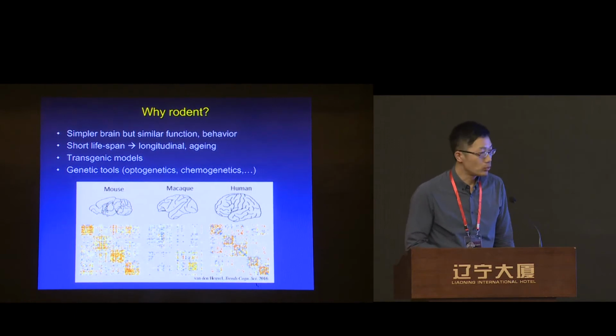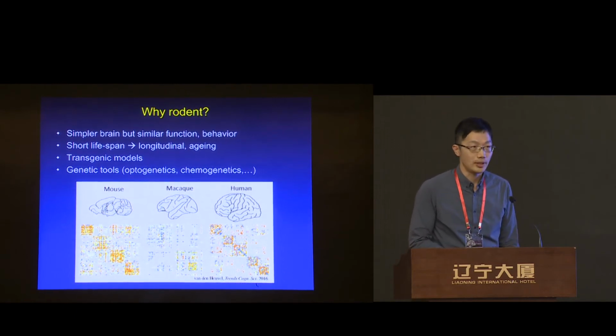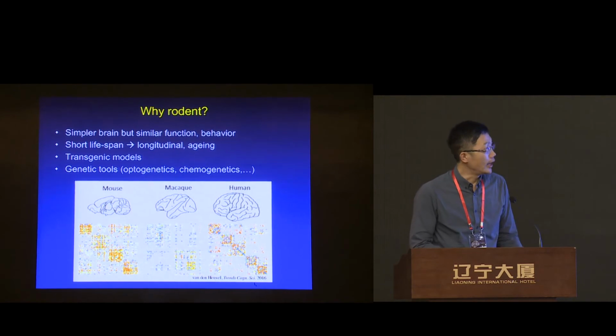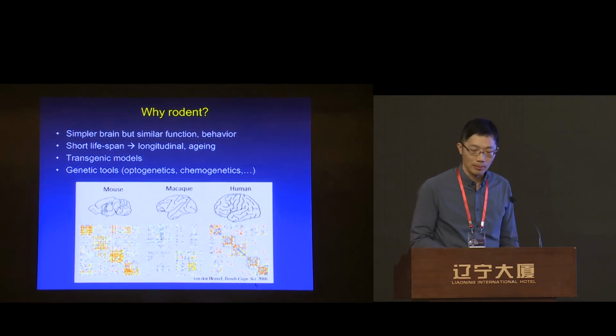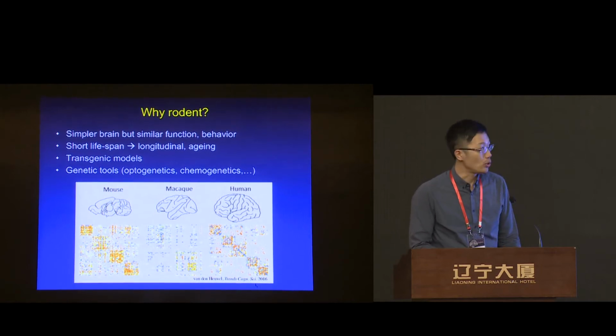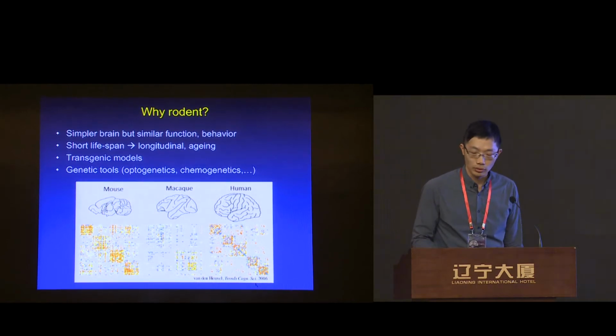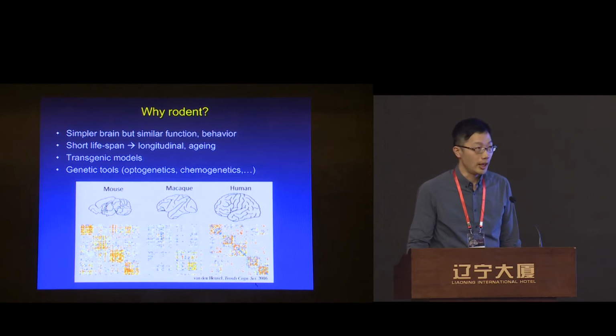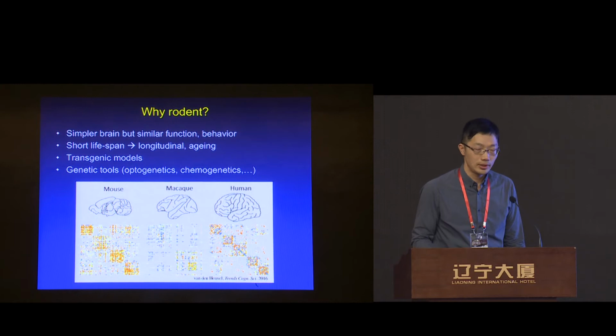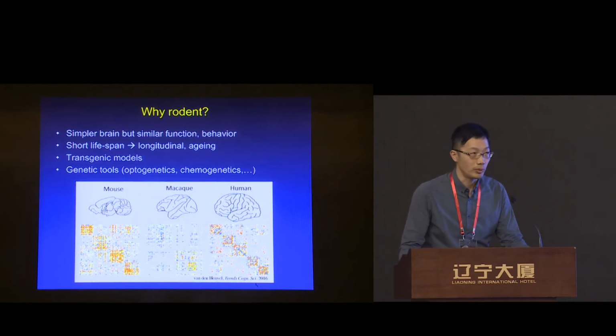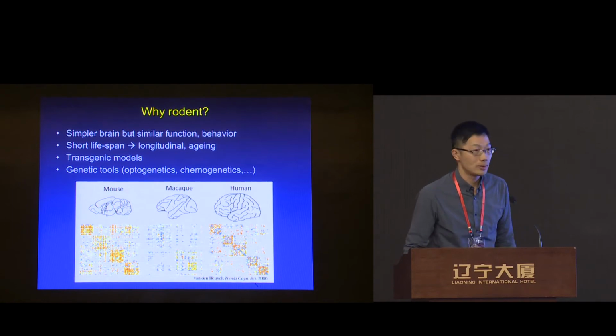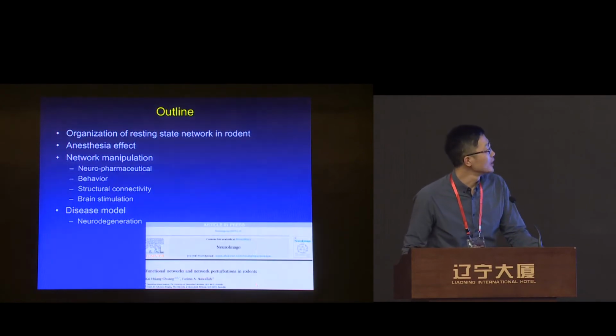We choose rodent as a model system because it has a simpler brain with similar function and behavior to human or primate. It has a short lifespan, so you can easily do longitudinal aging studies, and with a lot of transgenic and genetic tools like optogenetics available in this model, it could be a powerful approach. And of course, it's much cheaper than primates.